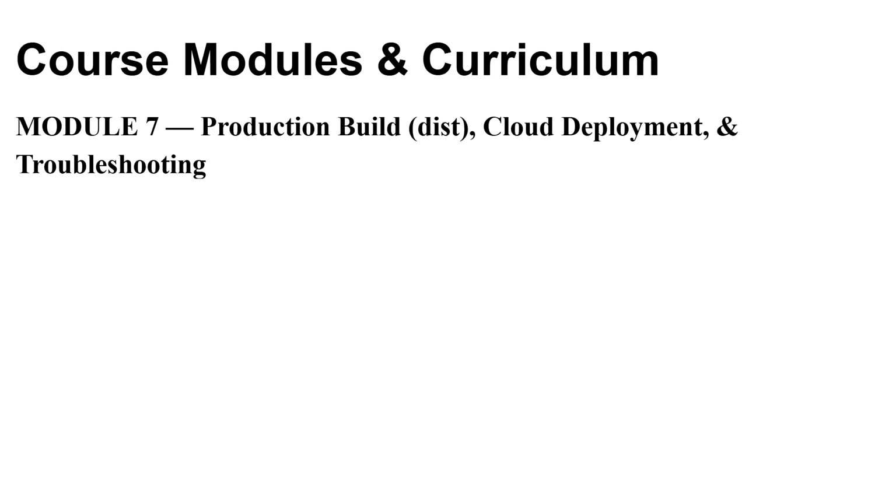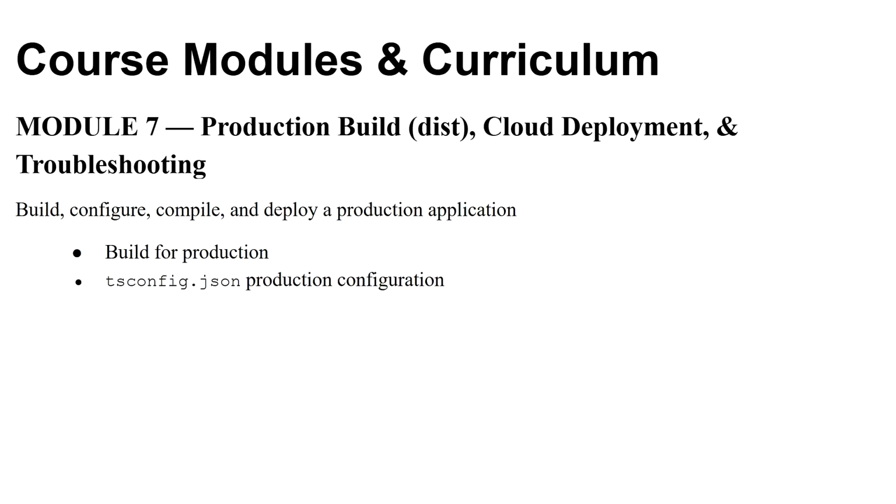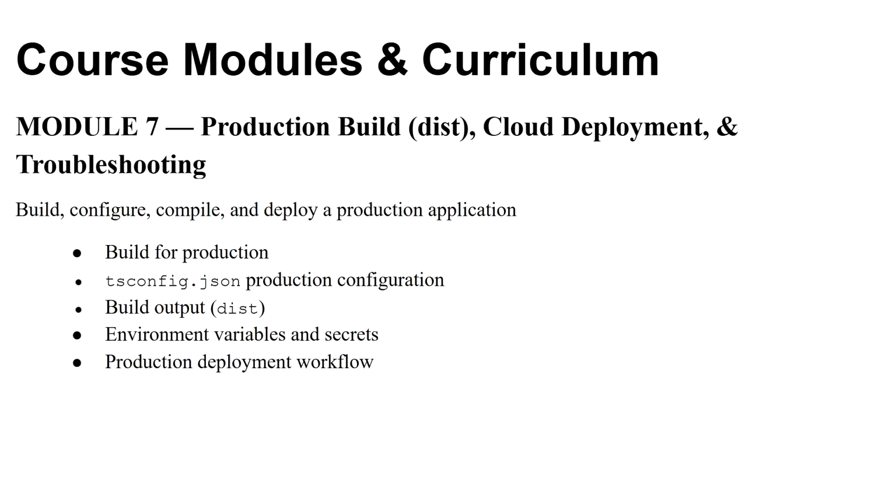Module 7. Production build, cloud deployment, and troubleshooting. Congratulations on building the application, but a project is not finished until it is live for users. In our final Module 7, we are taking our full stack app across the finish line. Configure production tsconfig settings, generate clean production JavaScript inside our dist folder, and handle environment variables and secret safety in the cloud. Deploy both our updates and troubleshoot real-world production build errors.